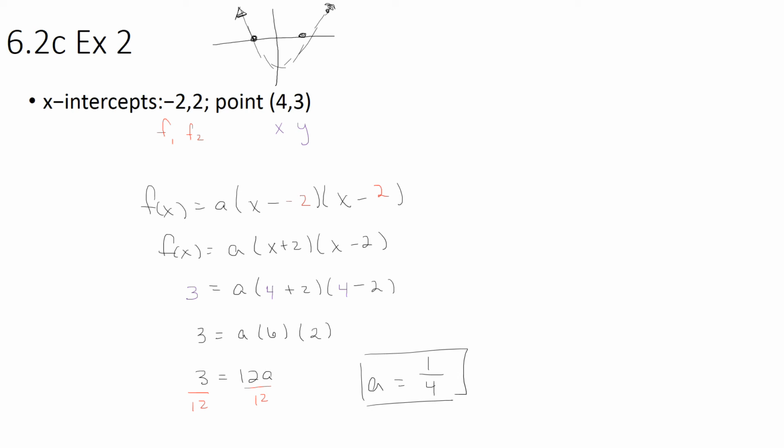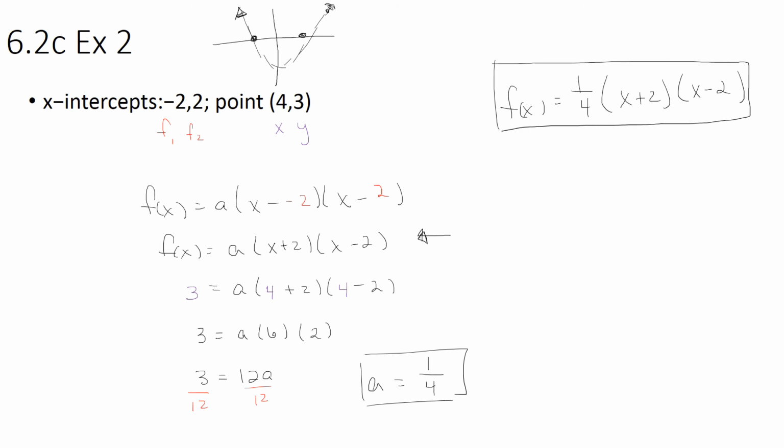Okay, so once you're done, plug that into this equation right here. F of x is equal to 1 over 4, x plus 2, x minus 2. Okay. And there you go. There's the equation for that parabola right there.